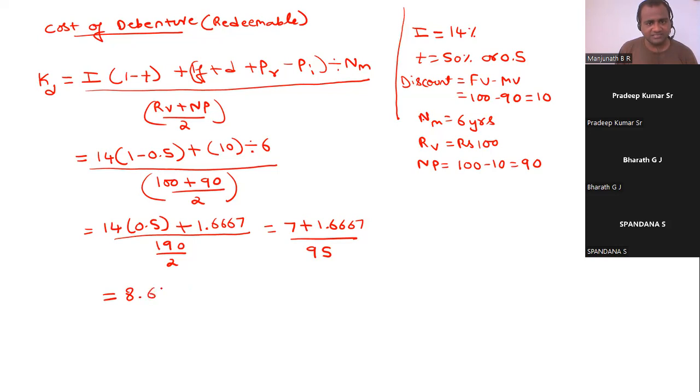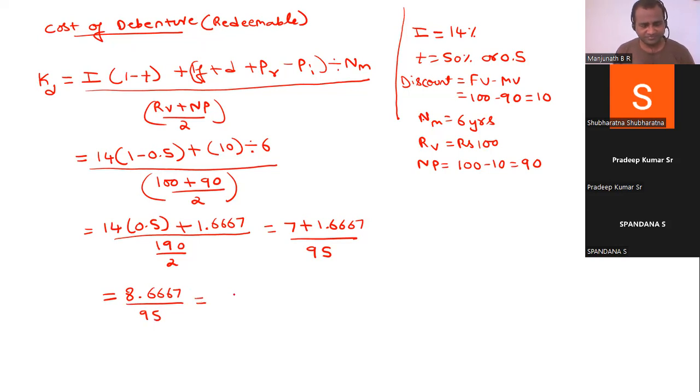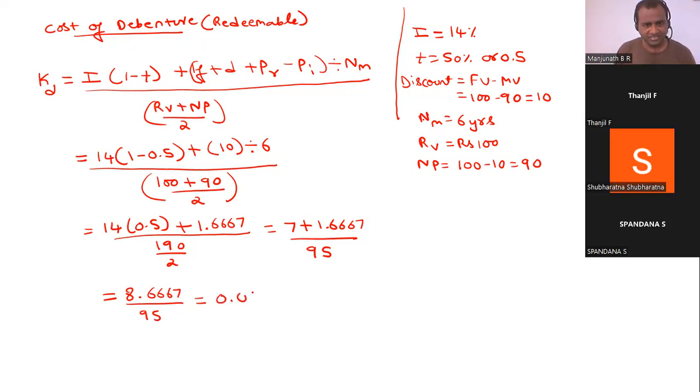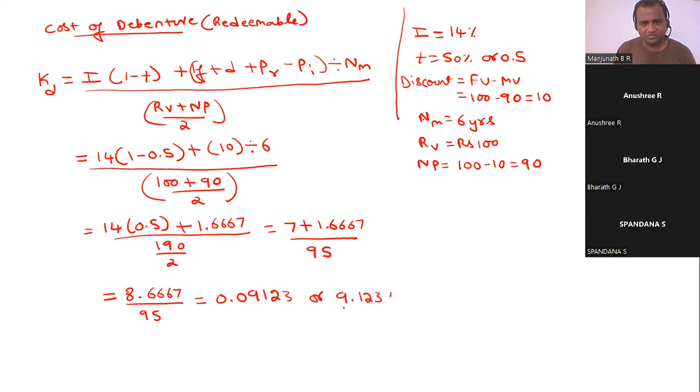8.6667. Okay, this is divided by 95. What is the answer you're getting? 0.0912. 0.09123. Okay. Now, 9.123%. Fantastic. That's all. Now we got KD.